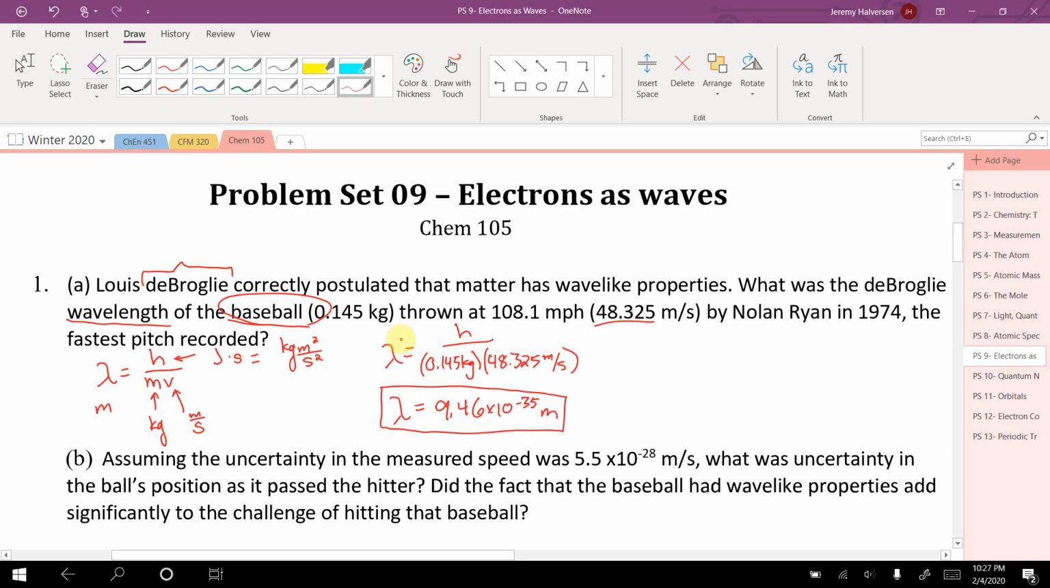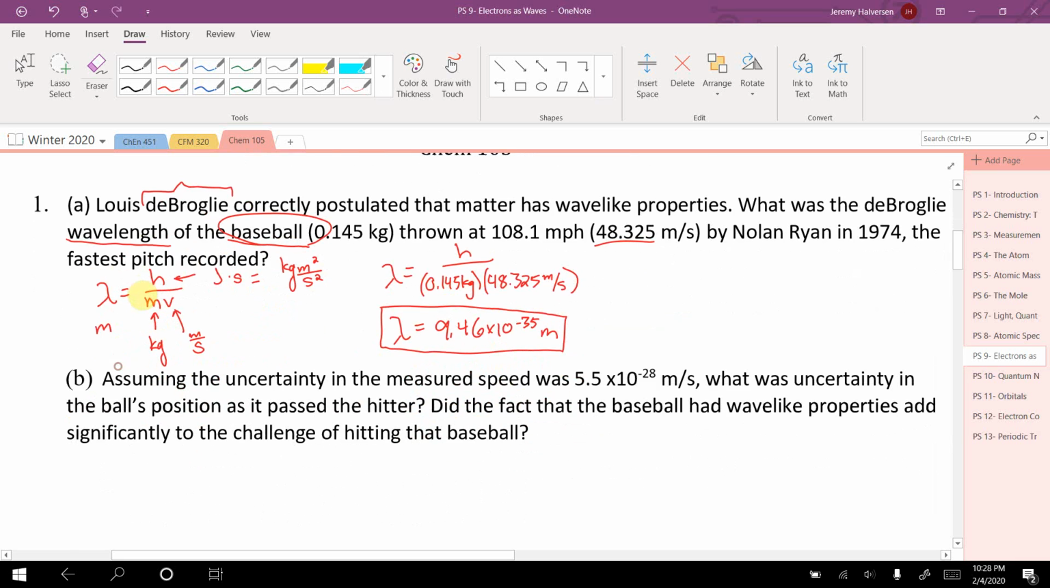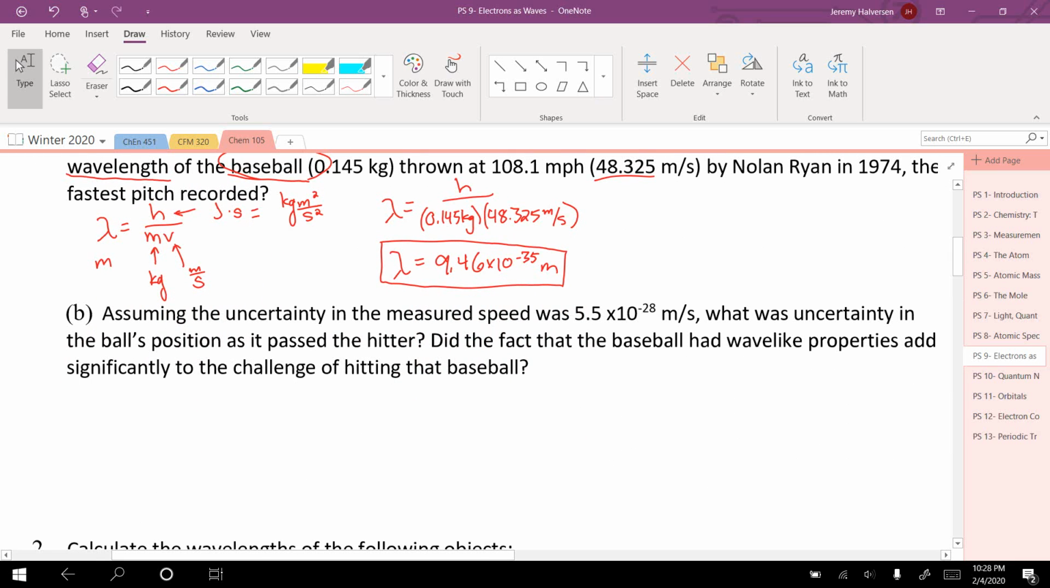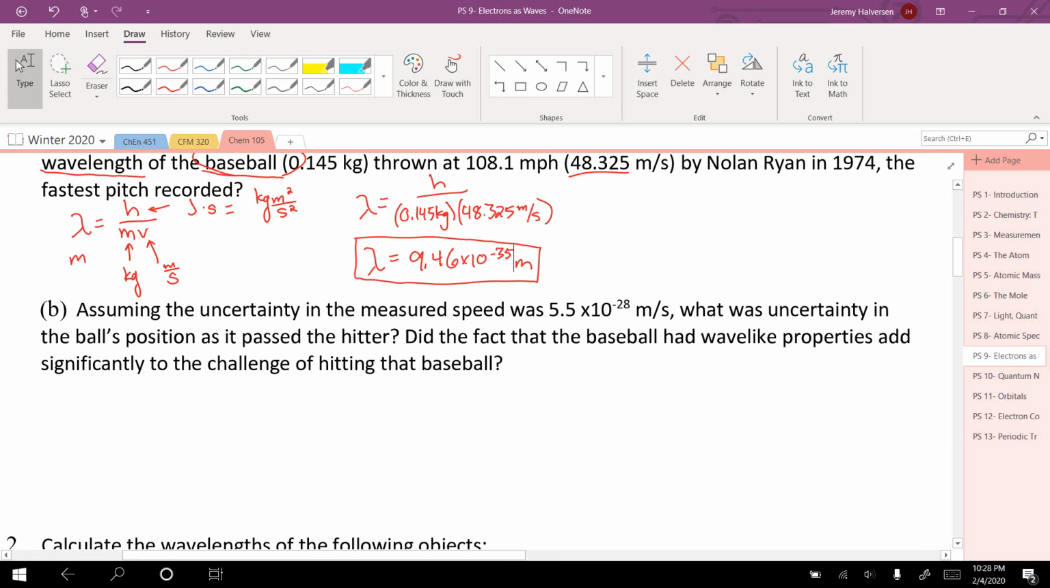So when do these wave properties of particles really start to matter? They start to matter when your mass becomes really, really small. When I'm dividing by a really small number, my wavelength gets bigger, it starts to matter, but we'll see some of that later. So, all right, assume the uncertainty of the measured speed was 5.5 times 10 negative 28 meters per second. What is the uncertainty of the ball's position as it passed the hitter? Did the fact that the ball had wave-like properties add significantly to the challenge of hitting the baseball?